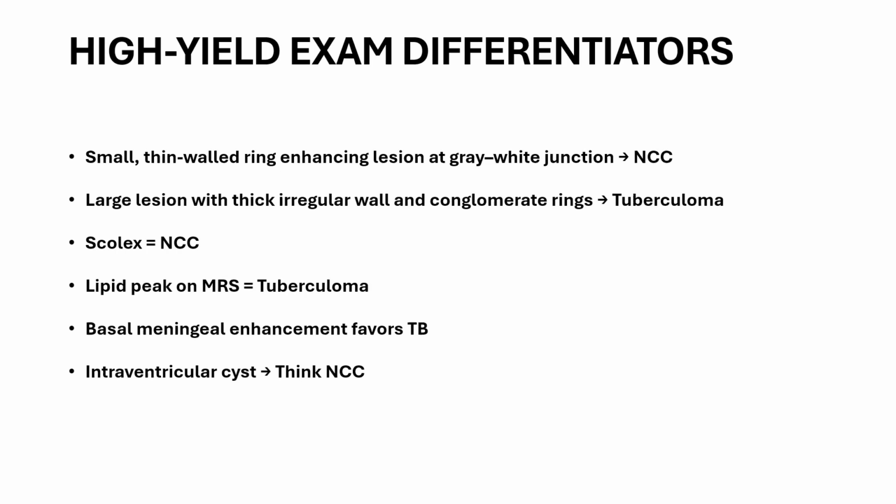High yield exam differentiators are: the small thin walled ring enhancing lesion at the gray-white junction is NCC, while a large lesion with thick irregular wall and conglomerate rings is the tuberculoma. Scolex is pathognomonic for NCC, whereas the lipid peak on MRS is pathognomonic for tuberculoma or abscess. And the basal meningeal enhancement favors the tuberculosis, whereas the intraventricular cyst favors the NCC. So these are the high yield exam differentiators.